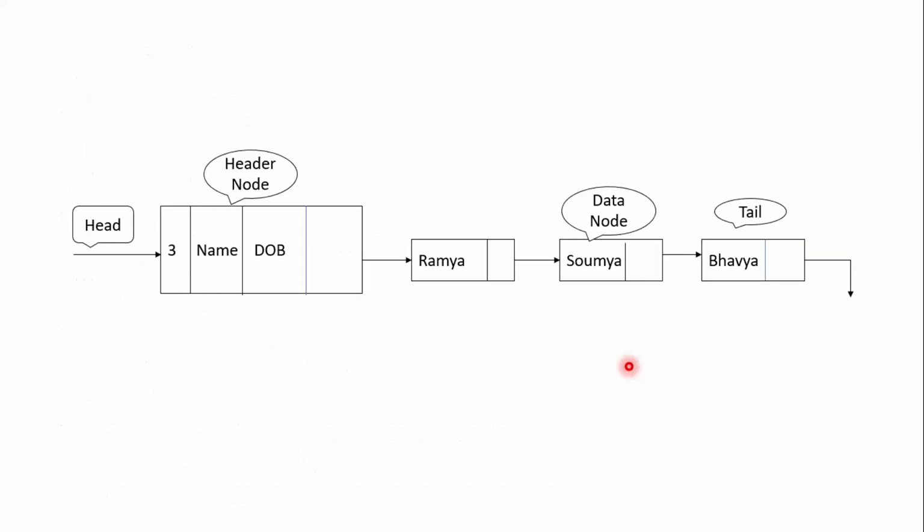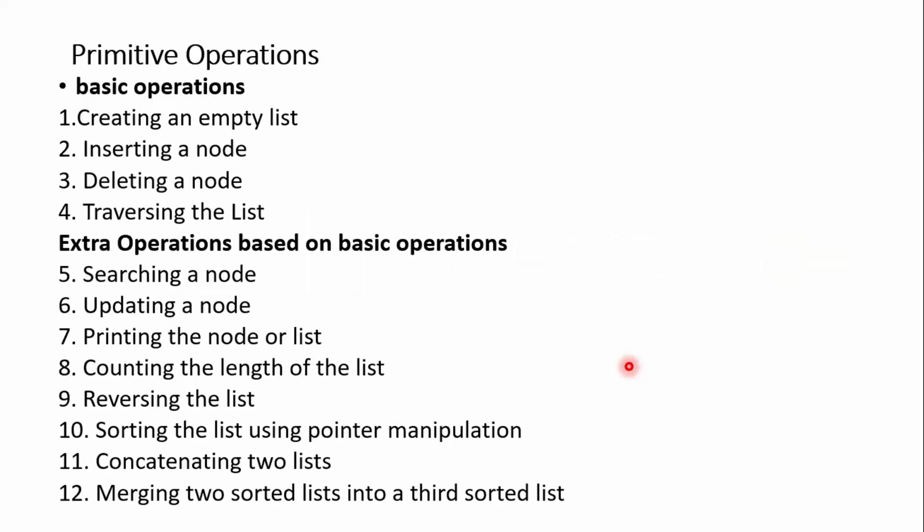See, what are the operations that you can perform on this linked list? The basic things that you can do on a linked list are creating an empty list without any data, inserting a node, deleting a node, and traversing the list. So the first one is creating an empty list. You will just define it and leave it.